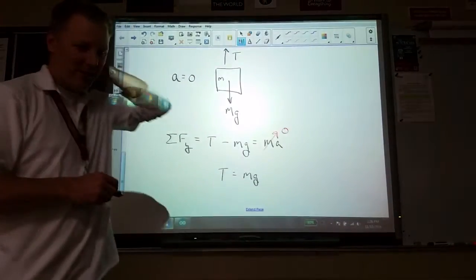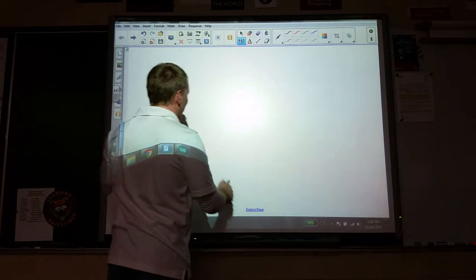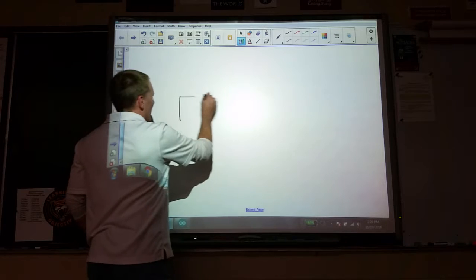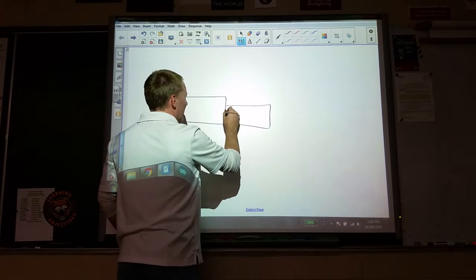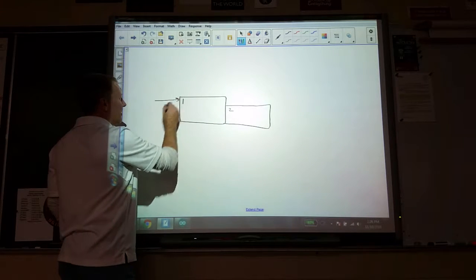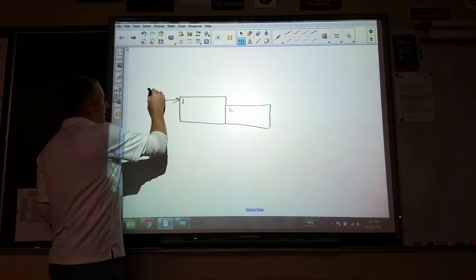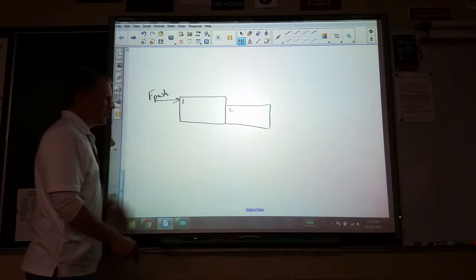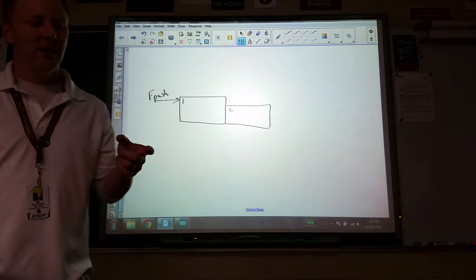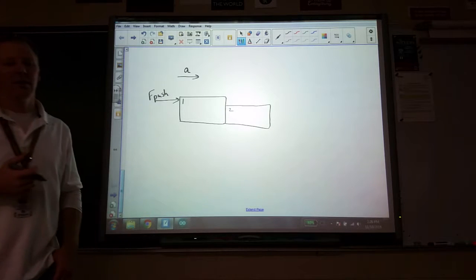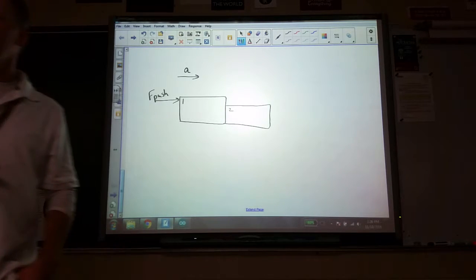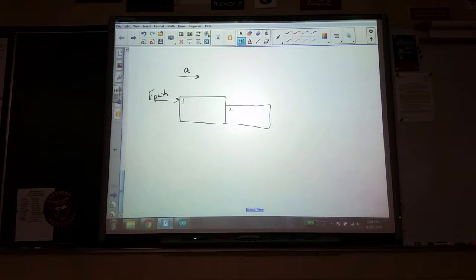Okay, let's look at number 4. Number 4 has 2 boxes being pushed across the floor. Got a force here, which we'll call an F push, and it's got an acceleration this way. Now we're actually going to split this up. So we want to split this up so we're looking at the 2 objects separately, and then write equations for each of the objects.